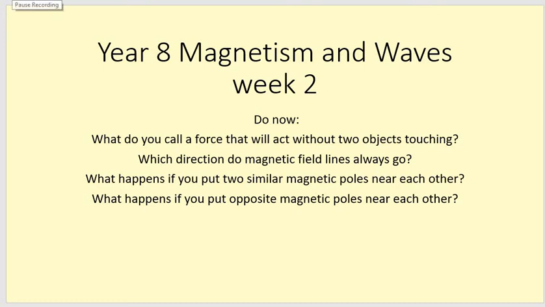Hello again, Year 8. Your second lesson on magnetism and waves is contained in this video. You are going to need either a slinky, spring, or a skipping rope, or a piece of string for this lesson. If you can't find string, you can use wool or cotton, but if it's thicker, it's easier to see what you're going to do.